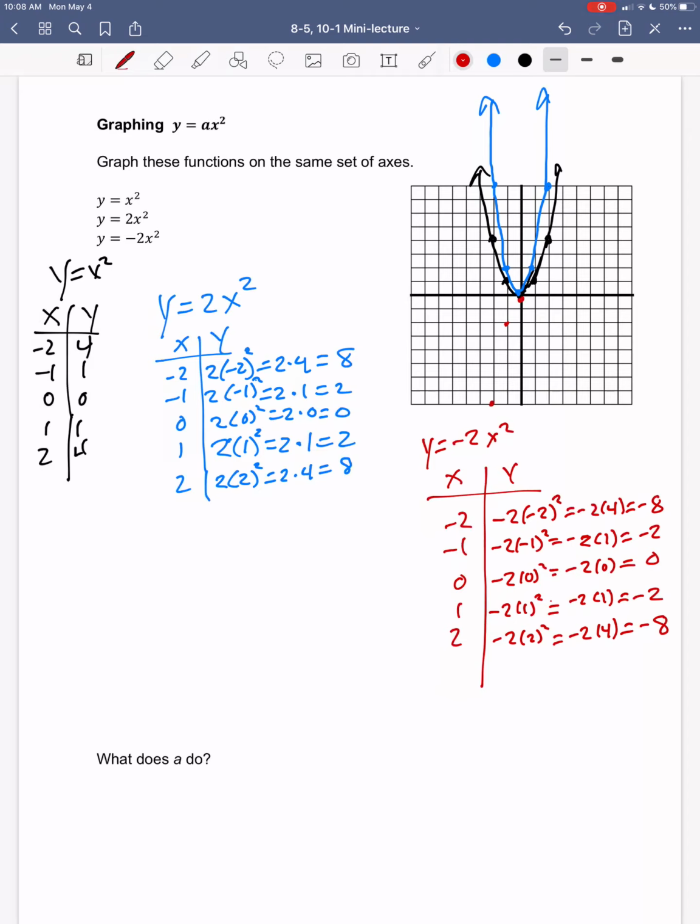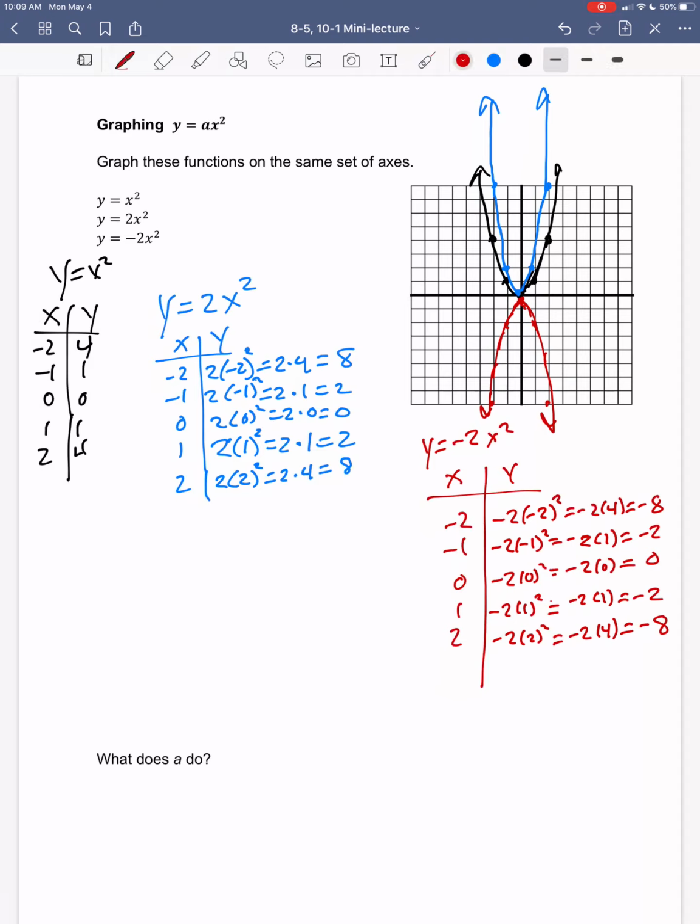Notice this graph is really the same as the blue graph, it's just been turned upside down because of that negative. The red graph and the blue graph are essentially the same, they're just mirror images, reflected around the x-axis. Where the blue graph goes up, the red graph goes down, but they go up and down the same amount. I go over 1 and up 2, over 1 and down 2, over 2 and up 8, over 2 and down 8.